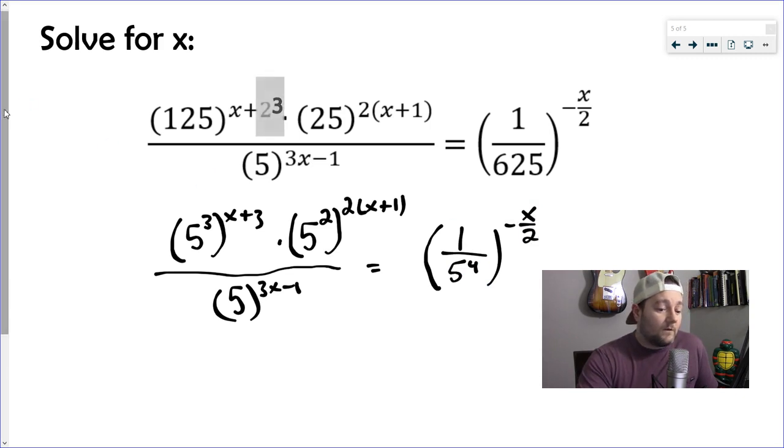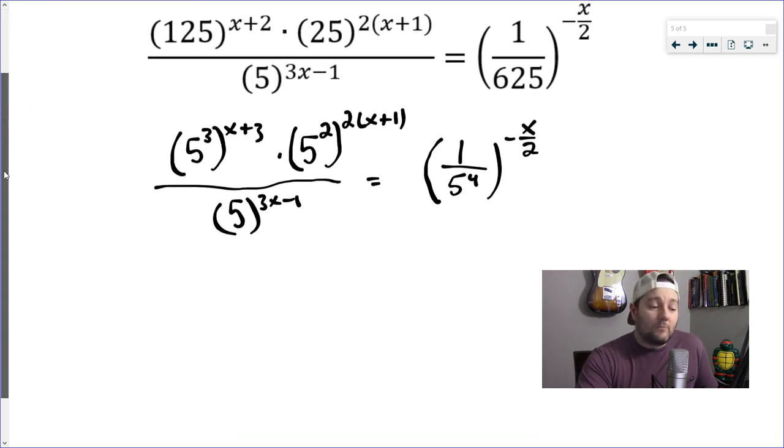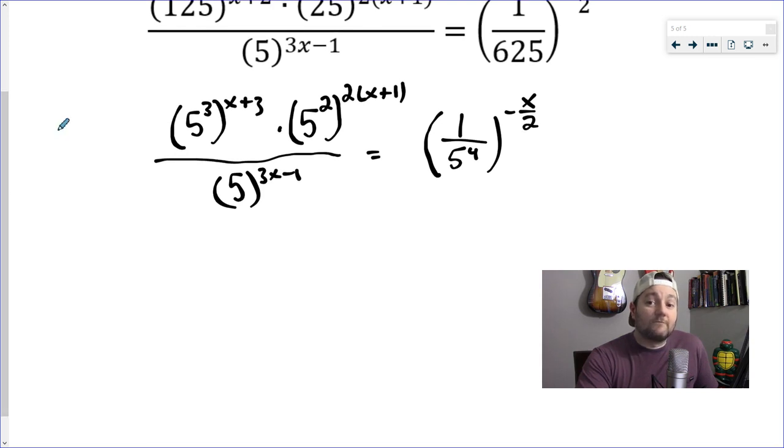So one thing we need to remember is that a negative exponent means we can flip the base. We flip bases, not exponents. That's what I always tell my students. Flip bases, not exponents. So this is going to change to a positive, and I'm going to flip that over eventually.